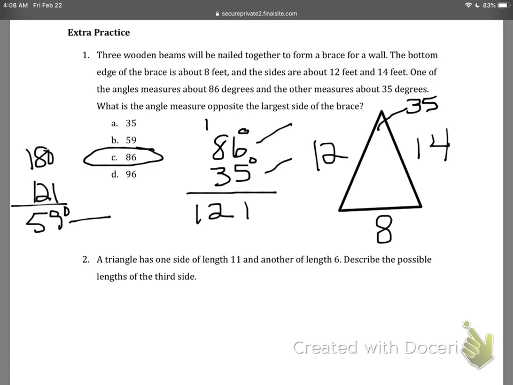Okay, 59 is the middle sized angle. So the middle size side is the 12. Whoops, sorry. So this would be the 59 degrees. And then 14 is the largest side. Has to be opposite the largest angle, which answers our question. Okay, we'll do extra practice question number 2 on the next slide.